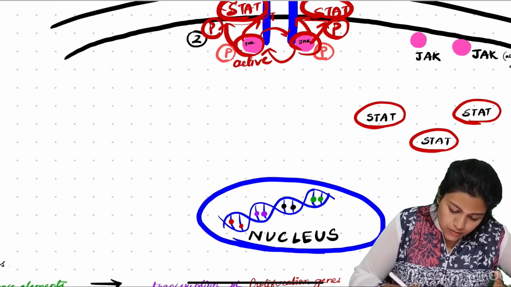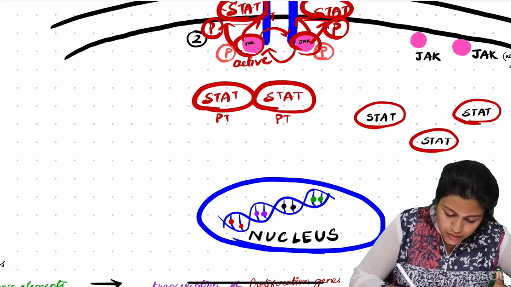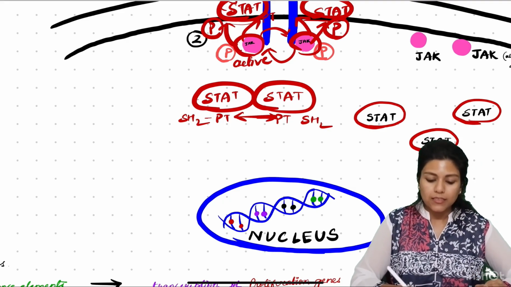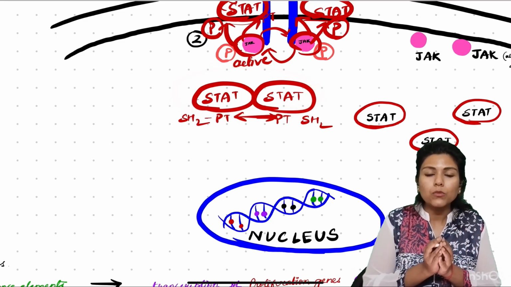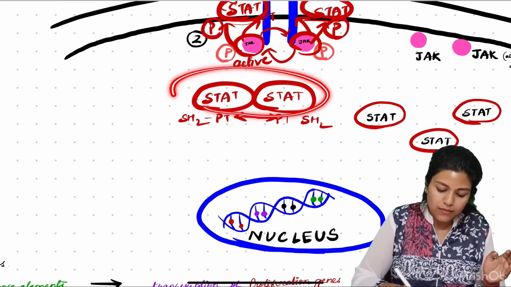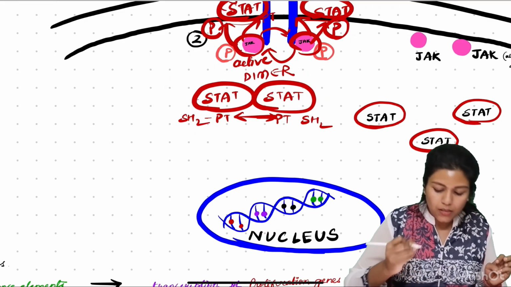And the two STAT molecules, here one STAT with phosphotyrosine. They have a phosphotyrosine which is bound to SH2 here. They will interact. These both will interact. Because of these interactions, a dimer is formed. Dimer means a couple. Two STAT molecules will form a couple. This is a dimer. Dimer STAT is formed.